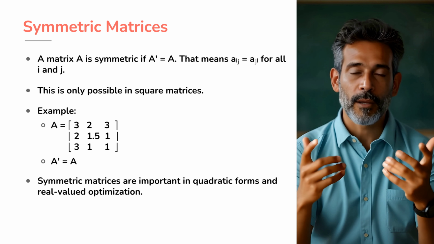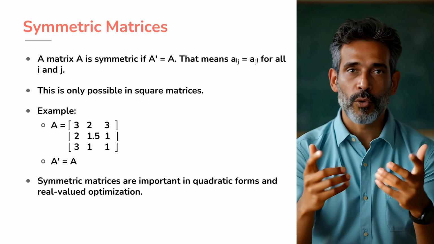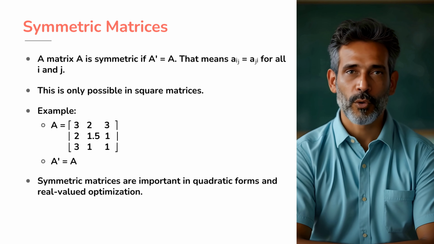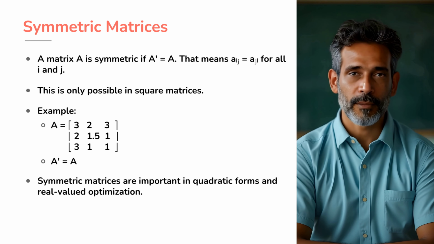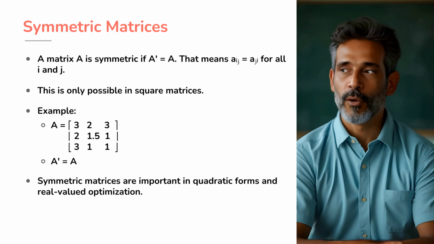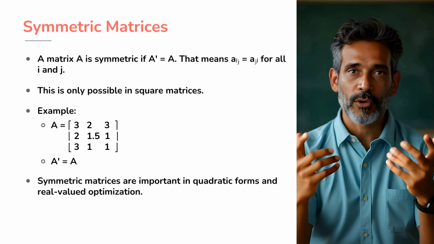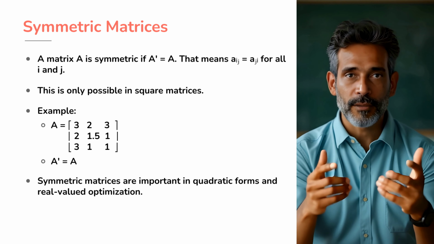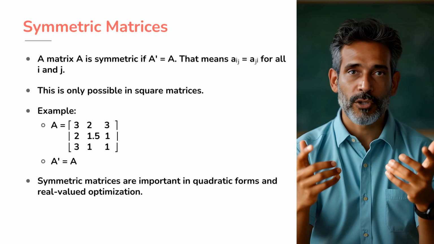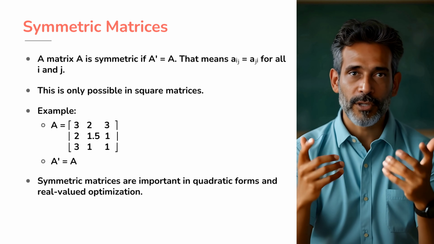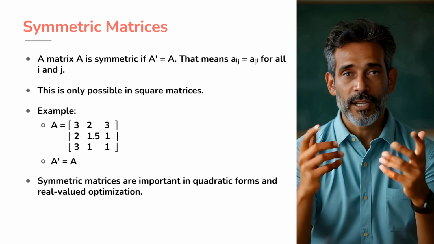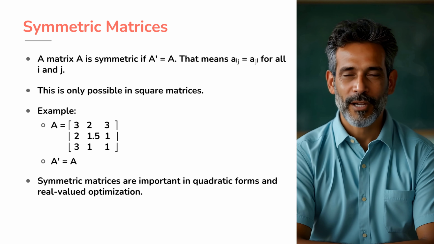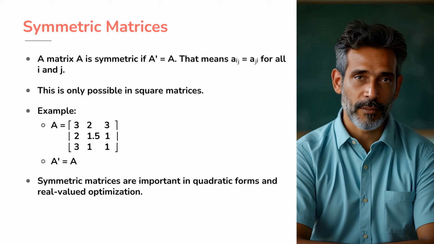Here's an example. Matrix A, first row 3, 2, 3. Second row 2, 1.5, 1. Third row 3, 1, 1. Transpose this matrix and you'll see it's exactly the same. That's what makes it symmetric. Symmetric matrices are widely used in quadratic forms, real-valued optimization, and in defining covariance matrices in statistics.